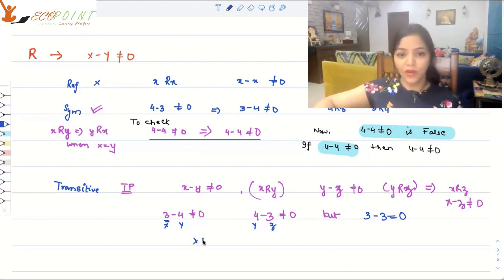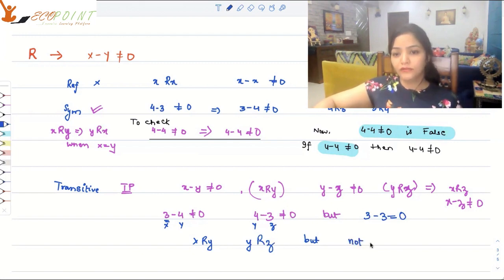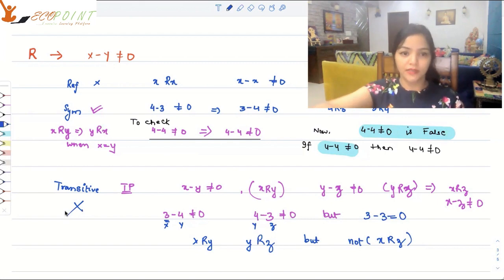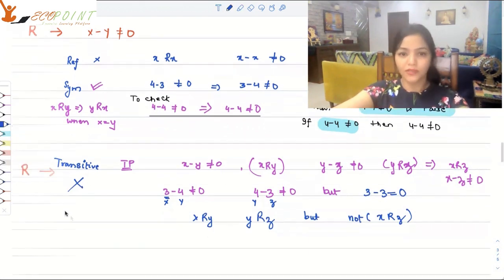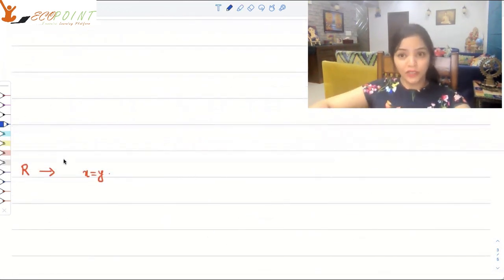This is intransitive. So xRy, yRz, but not xRz is happening. So therefore, this is an intransitive relation. That is, it is not transitive. So this is an example of a relation which is not reflexive, symmetric, yes, but not transitive. Let me take a new relation now.